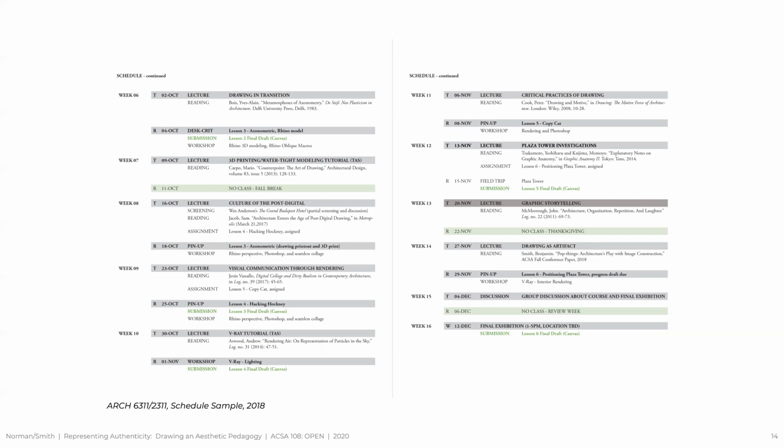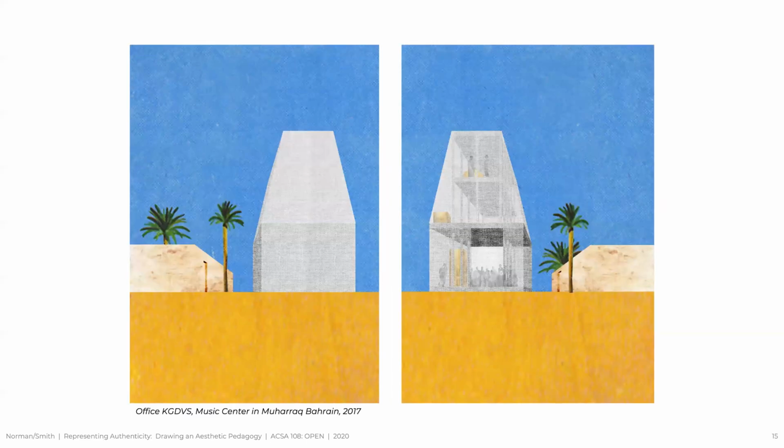Early lectures included easier to understand topics such as the geometry of plans and orthographic projections. As the class progressed, more advanced theoretical content such as culture of the post-digital and graphic storytelling became class themes. A reading was selected for each of the Tuesday lectures, which students summarized in annotated bibliographies. Thursdays developed techniques and skill-building exercises in a group workshop setting.